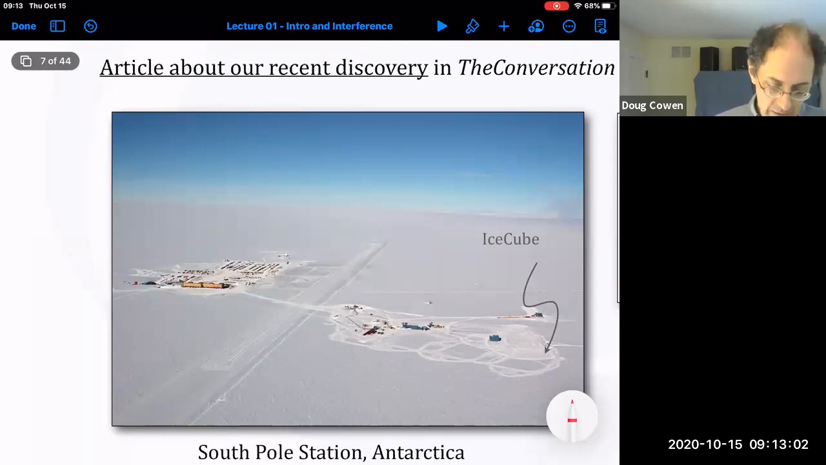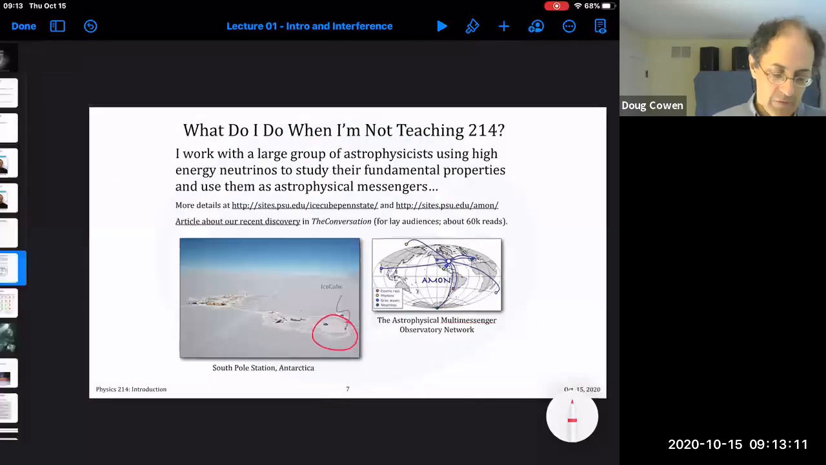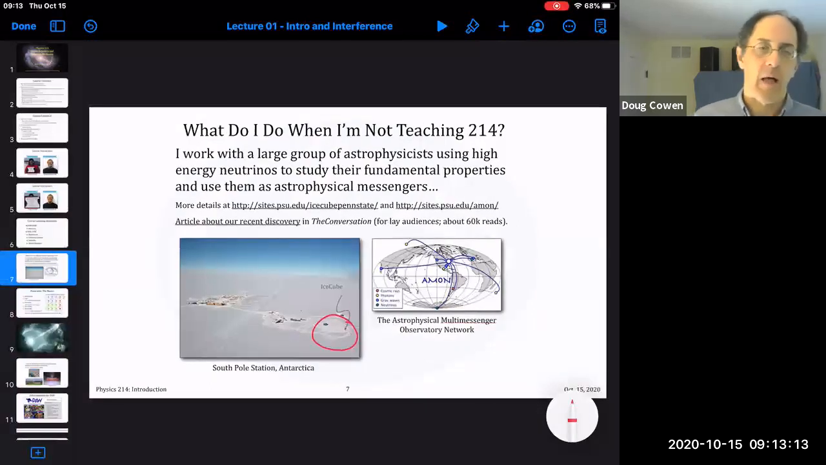We have buried roughly over here somewhere in the ice 5,000 photosensors spread out over a cubic kilometer of ice, and we're using that to detect neutrinos. I'll talk more about that in a minute.